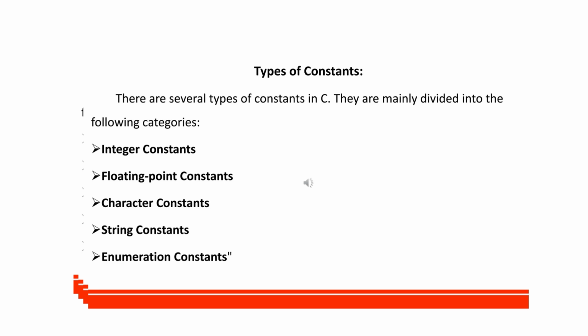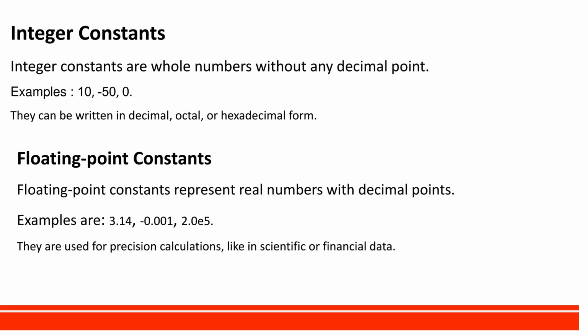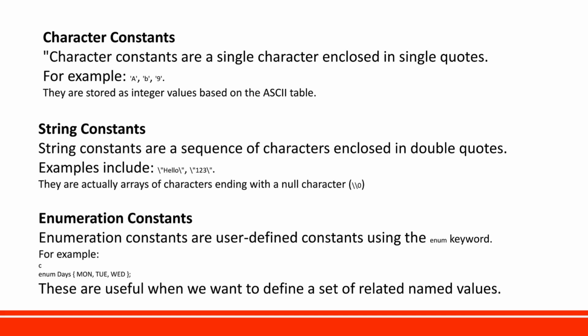Character constants. Character constants are a single character enclosed in single quotes. For example, 'A' in single quotation or 'B' or any number in single quotation. They are stored as integer values based on the ASCII table. String constants. String constants are a sequence of characters enclosed in double quotation. For example, "hello" in double quotation or any number in double quotation. They are actually arrays of characters ending with a null character.